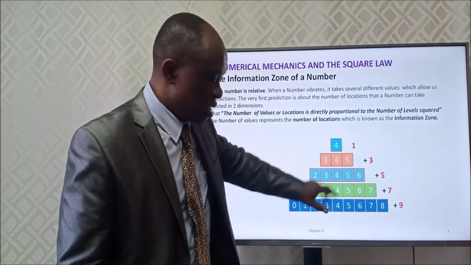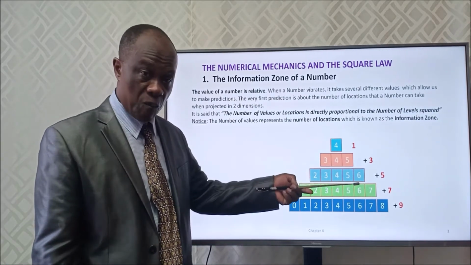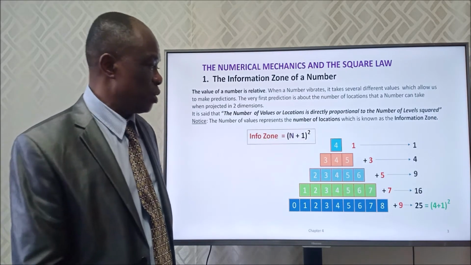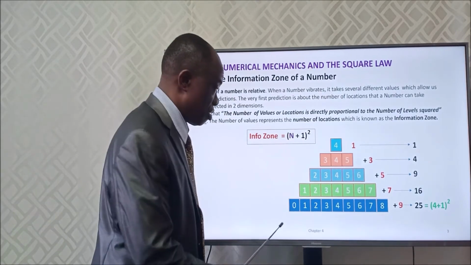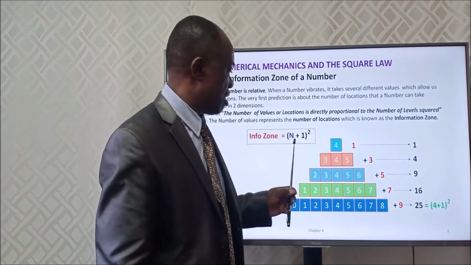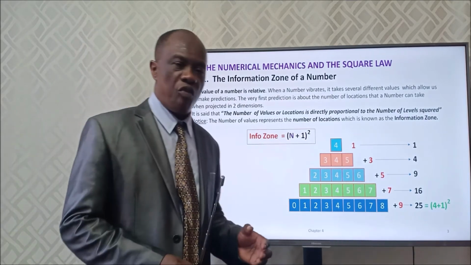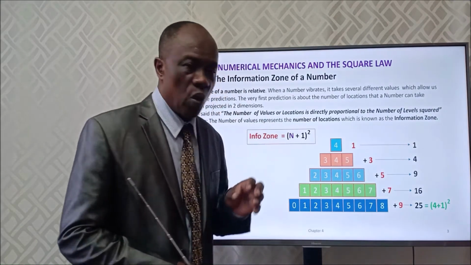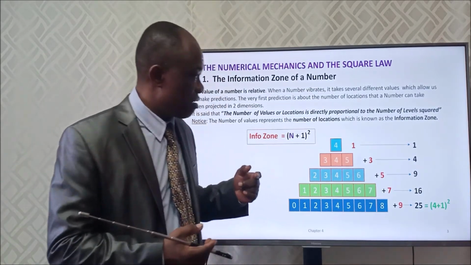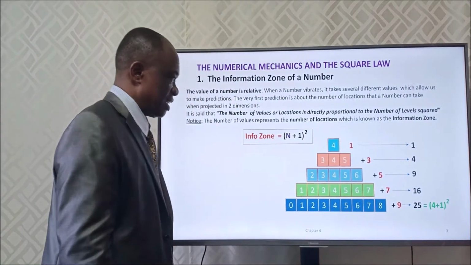These are called the levels of variability of a number. So in the process, a number takes different values. Now, when you compute the number of values for every number, you will find that the number of values will be the number itself plus 1, squared. So we say here that the number of values or number of locations that a number will occupy when projected in two dimensions is directly proportional to the square of the number of levels.